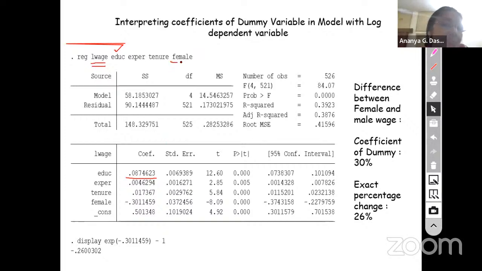The coefficient of female is no exception. The coefficient of female over here is minus 0.3. So this is telling you that a female with the same years of education, experience, and tenure as a male earns about 30% less on average. Okay, that's something I just wanted to flag when you have a model with a log dependent variable.